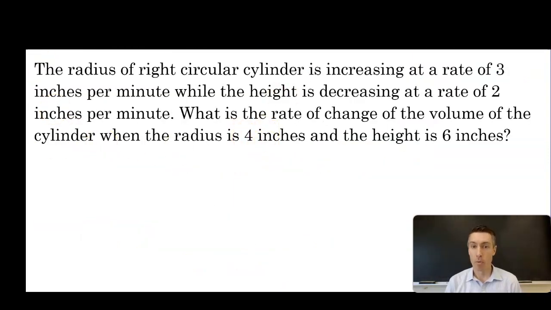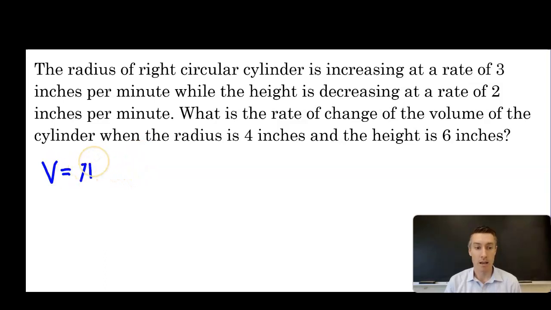Okay, so before we build into those higher level examples, let's stop and do a related rate. I know this is everyone's favorite topic from single variable calculus, so figured it was good to revisit. So the radius of a right circular cylinder is increasing at a rate of 3 inches per minute, while the height is decreasing at a rate of 2 inches per minute. What is the rate of change of the volume of the cylinder when the radius is 4 inches and the height is 6 inches?